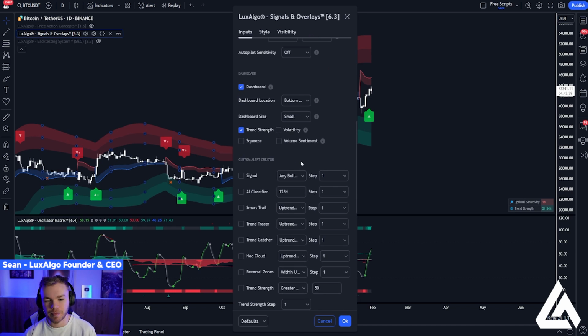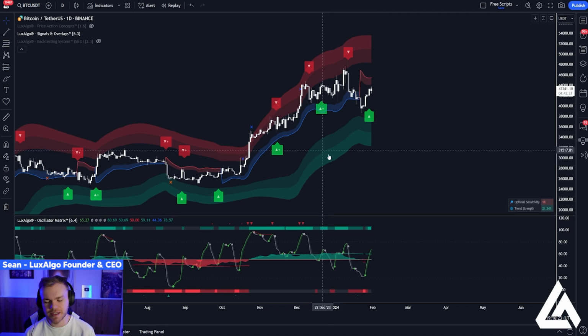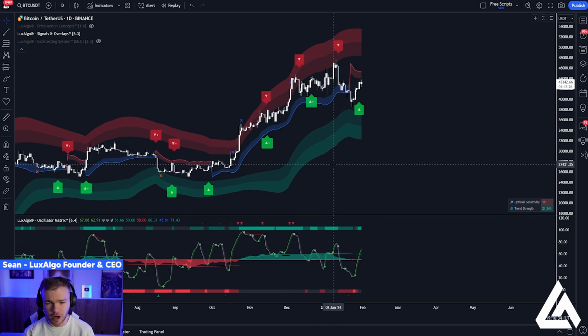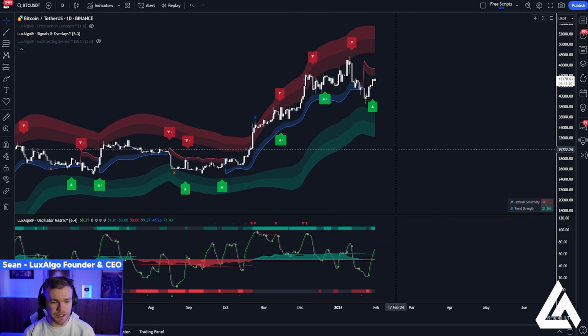So you have this workflow that is complemented quite well by the Oscillator Matrix, since it's meant to help you spot the momentum, the money flow, reversals, as well as just basic trend following understandings in your technical analysis as well, right? So that's what's set up here within the signals and overlays.